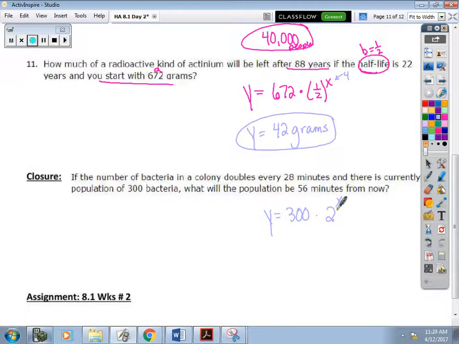Alright, who can tell me what they got for the number of bacteria? Close. Jaden? 1,200 or 1,200. So you had an extra 0. Oh, no, actually, I just said that. You just said it wrong. Yeah. Very nice.